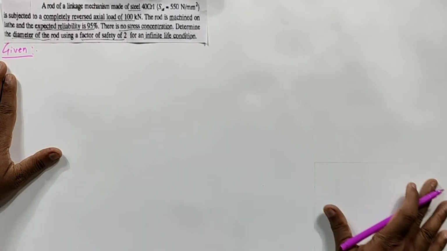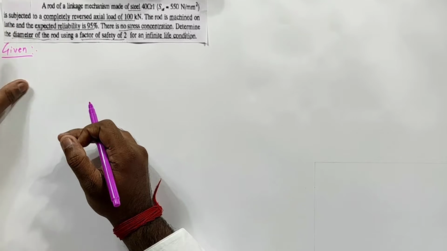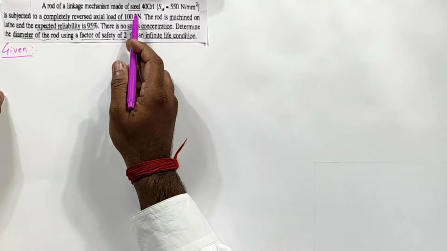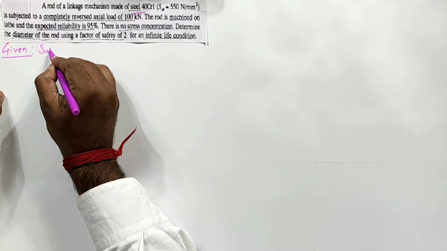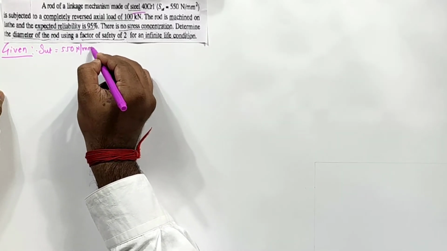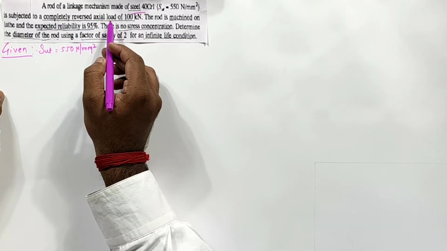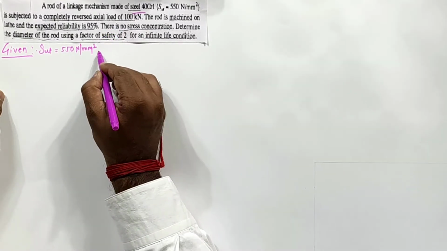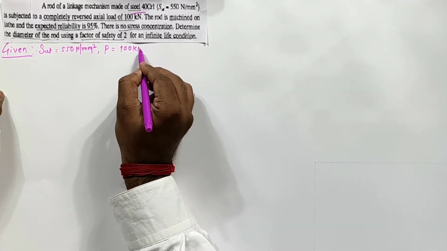Previously we have seen the numerical. Right now we'll move to one more. I'll read the numerical. A rod of a linkage mechanism made up of steel having SUT 550 Newton per mm square is subjected to a completely reversed axial load of P 100 kilonewton.